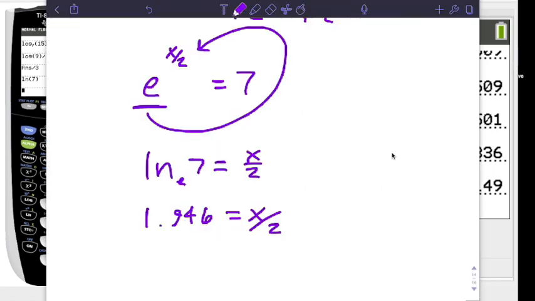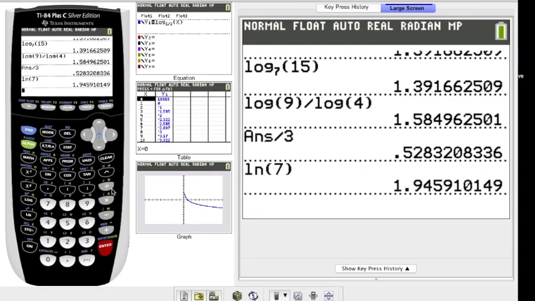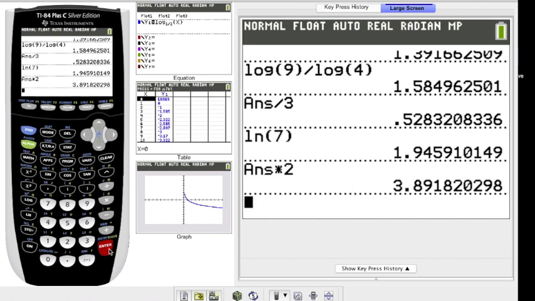So I would write that right there. And then to get rid of a divide by 2, we're going to multiply both sides by 2. So just take that decimal, whatever it is, hit times 2. Apparently that gives us 3.892 once we do that. And then that'll be our answer.